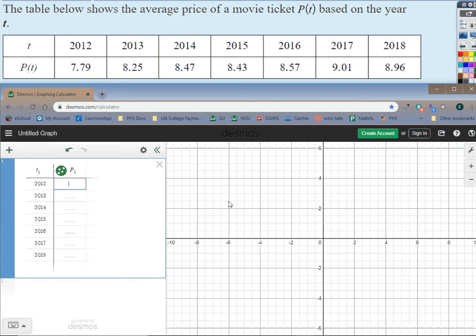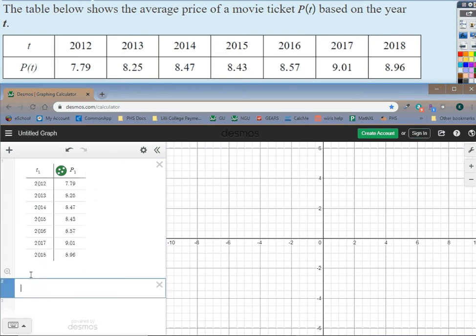For 2012, it's $7.79. Next I get 8.25, 8.47, 8.43, 8.57, 9.01, 8.96. Okay? And if I want to graph that, oh boy, how do I graph that?